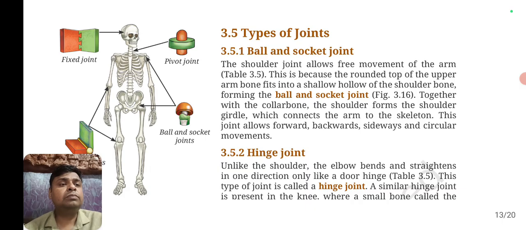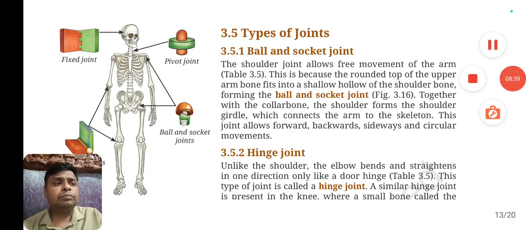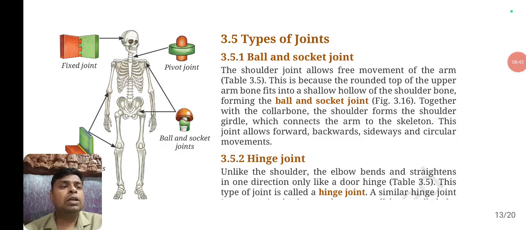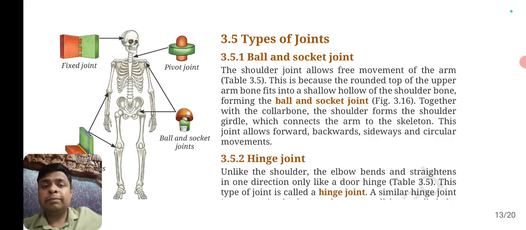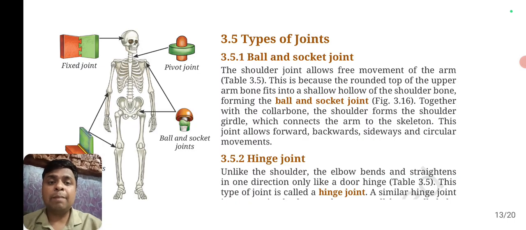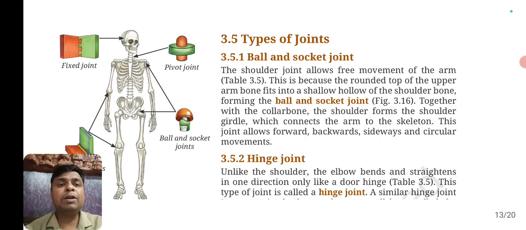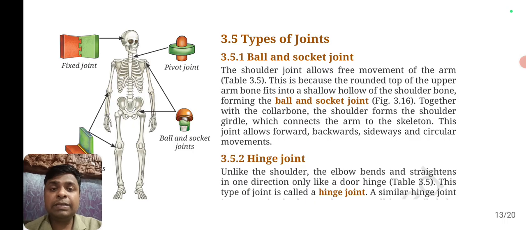Okay. This is because the rounded top of the upper arm bone fits into a shallow hollow of the shoulder bone. Together the collarbone and the shoulder form the shoulder girdle. Okay, it connects the arm to the skeleton. This joint allows forward, backward, sideways, circular movement. So you can move your shoulder like this in circles also, up, down, all types of movements are possible because of this ball and socket joint. It is present in the shoulder.